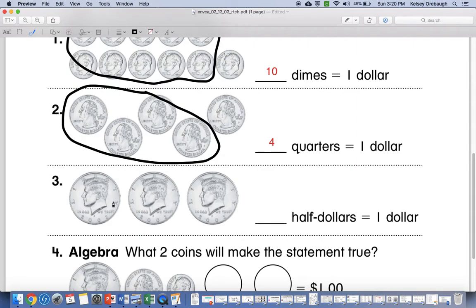Think back to what you learned in geometry about the word half. How many halves make a whole? 2. So 2 half dollars would equal 1 whole dollar. 2 half dollars equals 100 cents because 50 plus 50 is 100. Once again, 50 cents plus 50 cents is 100 cents, or $1. 2 half dollars equals $1.